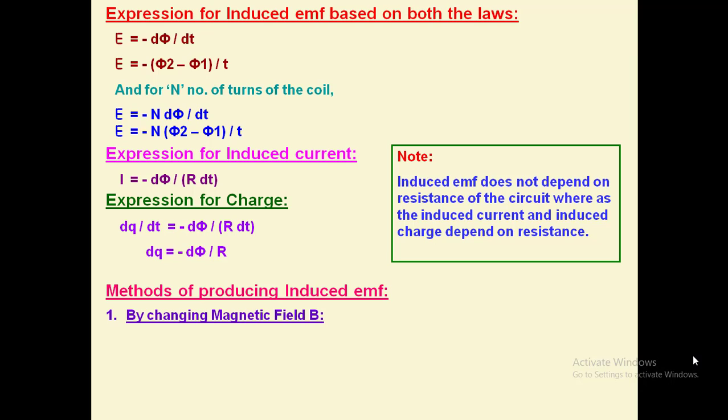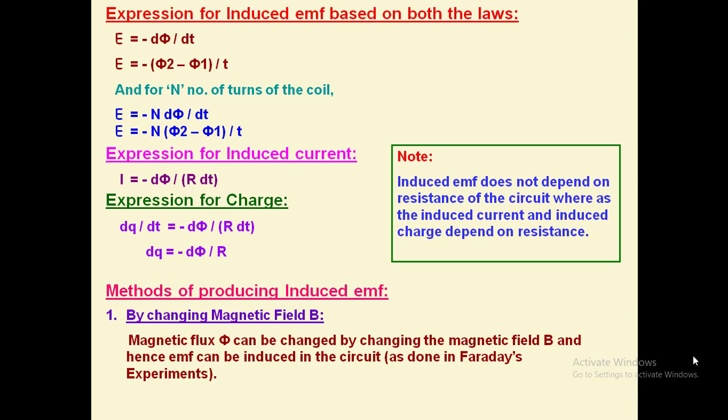Now, what are the methods which can produce induced EMF? Number one, by changing magnetic field B. Magnetic flux phi can be changed by changing the magnetic field B, and hence EMF can be induced in the circuit as done in Faraday's experiment, which we have discussed in the first video.